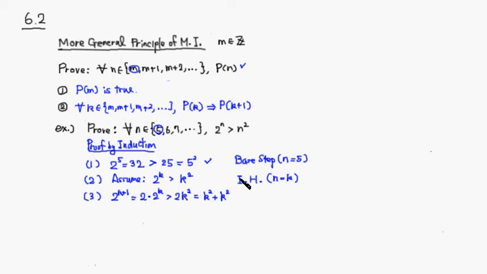But since k is greater than or equal to 5, I'm going to replace one of the k's. I keep the first k squared, but the other k squared is k times k, and I'm going to replace one of the k's with 5. So it's 5k. Since k is greater than or equal to 5, we know that k squared is greater than or equal to 5k. Then I'm going to split the 5k as 2k plus 3k.